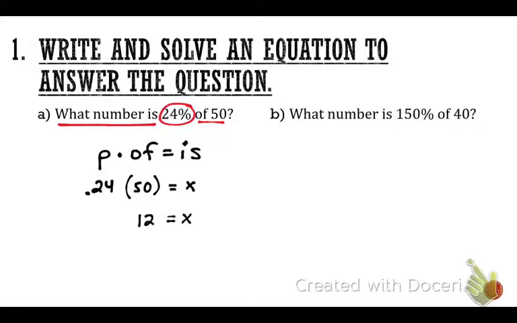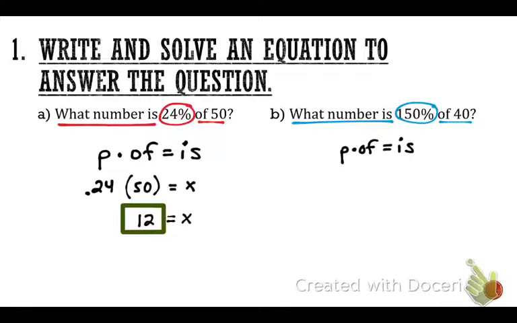Should I add a percent sign to the end of my 12, class? No. If you go back, it says what number is 24% of 50, so I just want the answer to be 12. Let's go on to the next one. What number is 150% of 40? Help me, Jonathan. What should I underline and circle? What number is? Very good. Excellent. I want everyone to write down our new formula, P times of equals is. This is our percent equation.